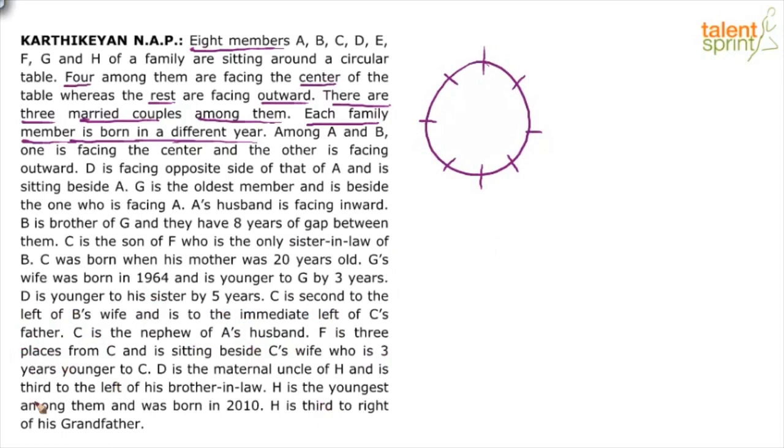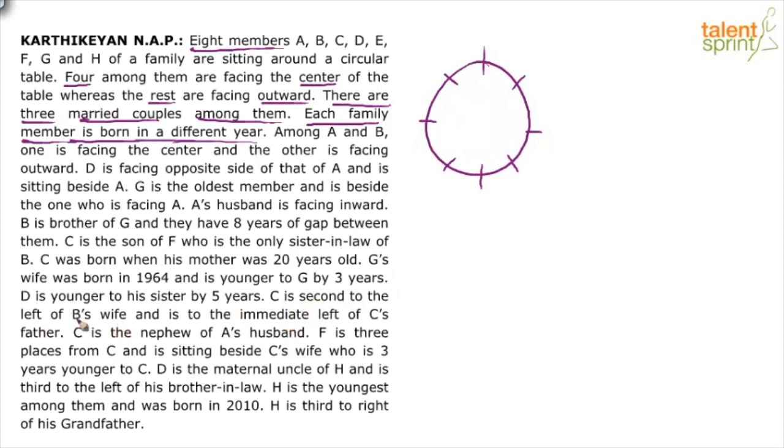So I think there are 2 parts involved here. One is the circular arrangement where you have to find out which person sits on which position, facing center or outwards, and which year was he born. The second thing is you need to also understand the relationship among different people in this family. Unless that is done, it's going to be complex, because here he says A's husband. Now if you want to find out, like for example, here he says C second to the left of B's wife.